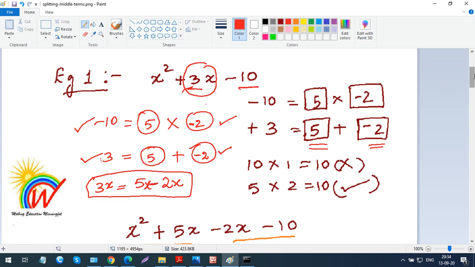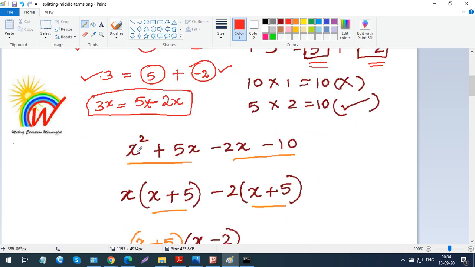So now you come down. See, this is the question. x square plus 3x minus 10. So I am going to write this 3x as 5x minus 2x. So x square is coming as it is, and this minus 10 is coming as it is. Only the middle term, that is the 3x, instead of writing 3x, I have written it as 5x minus 2x. Got it?